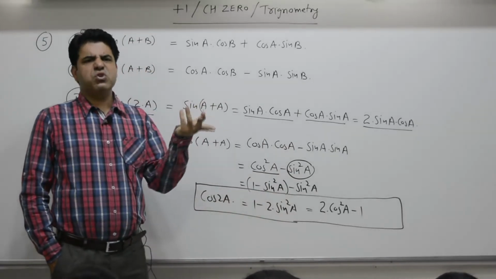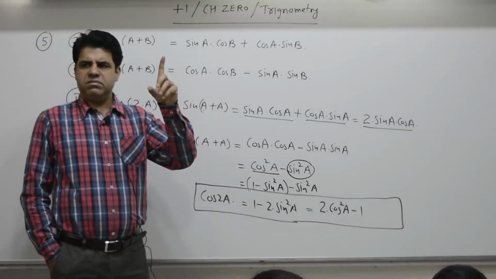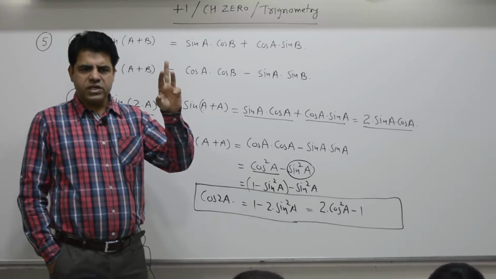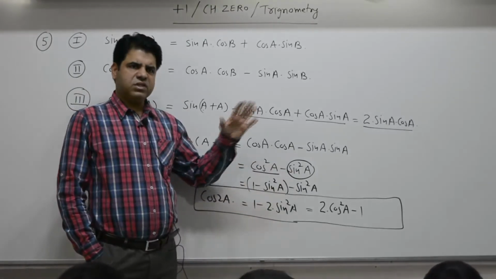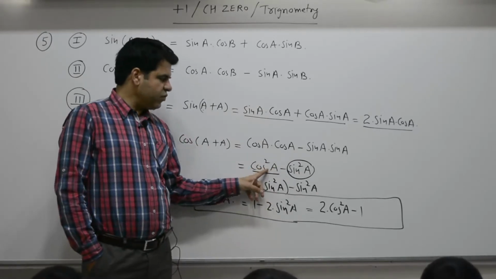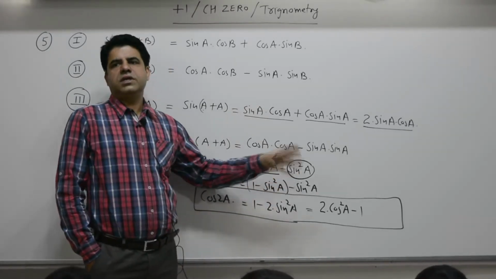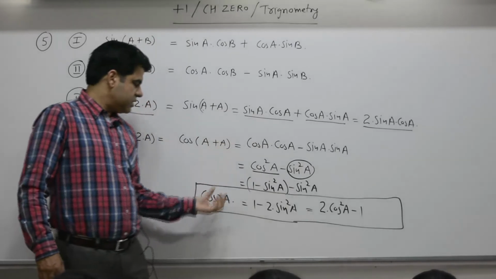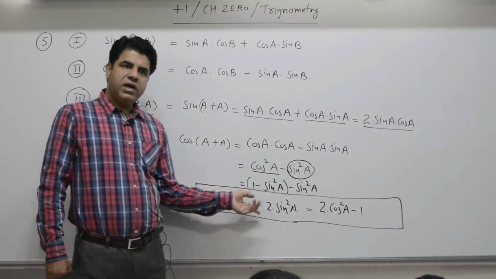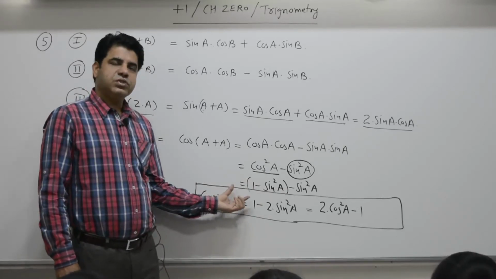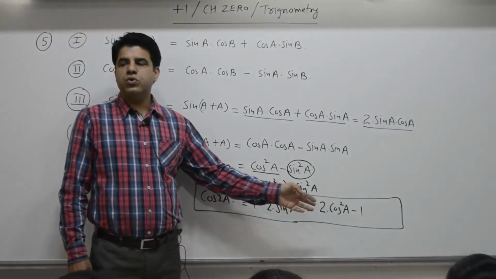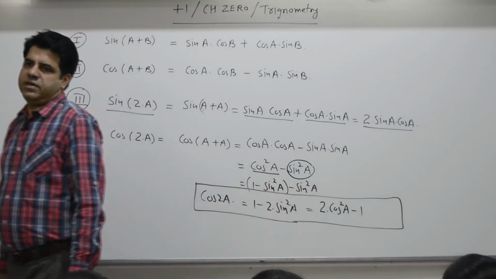This much you have to remember, because cos square A plus sin square A is equal to 1. Cos 2A is equal to cos square A minus sin square A. This is something which you can remember. After that, if you want to change it to sin or cos, not a problem. Result is cos 2A is equal to 1 minus 2 sin square A, or 2 cos square A minus 1.